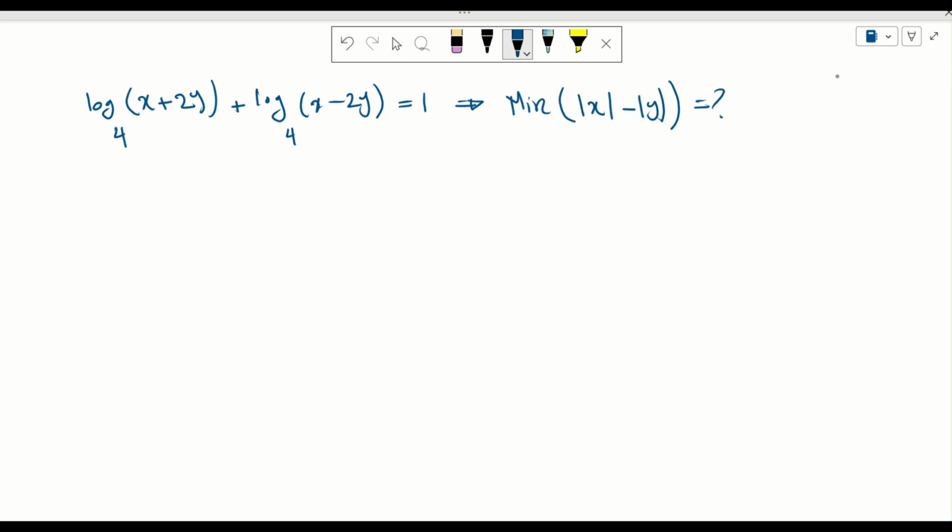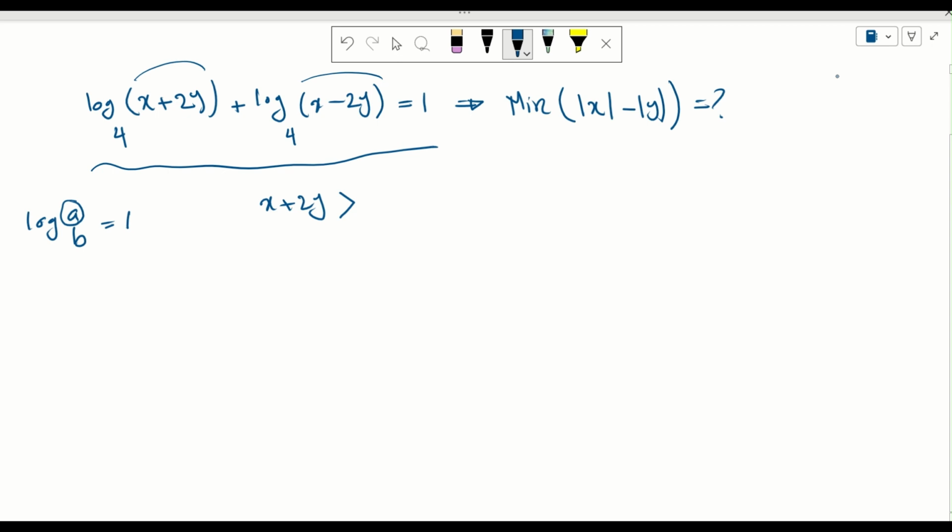The first thing that I'm going to do is basically understand what we have in this problem. Here we have this log of something in base 4 and then another value in base 4. Remember, when we have log of a in base b equals something like 1, we can say that first of all a needs to be positive. Now here we have this x plus 2y greater than 0. Similarly, we have this x minus 2y greater than 0.